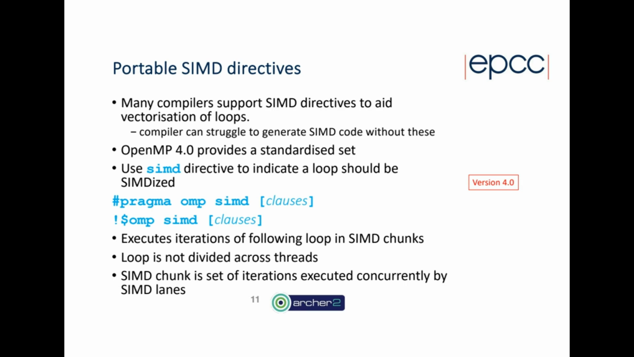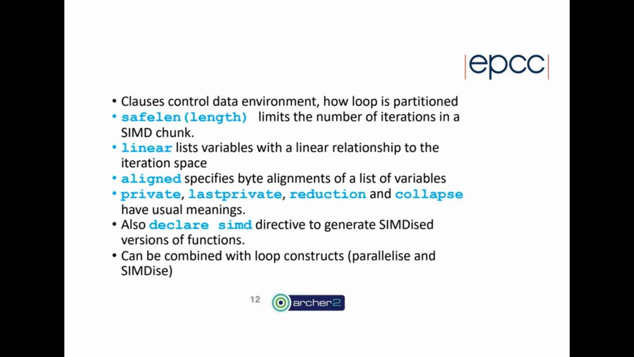Okay. So the way the terminology is dealt with in OpenMP is that a SIMD chunk is a set of iterations executed concurrently by SIMD lanes. And there are various clauses which control the data environment and how the loop is partitioned. So things like safelen, which puts a limit on the number of iterations in a SIMD chunk, if it's not safe to let the compiler make its own choices.